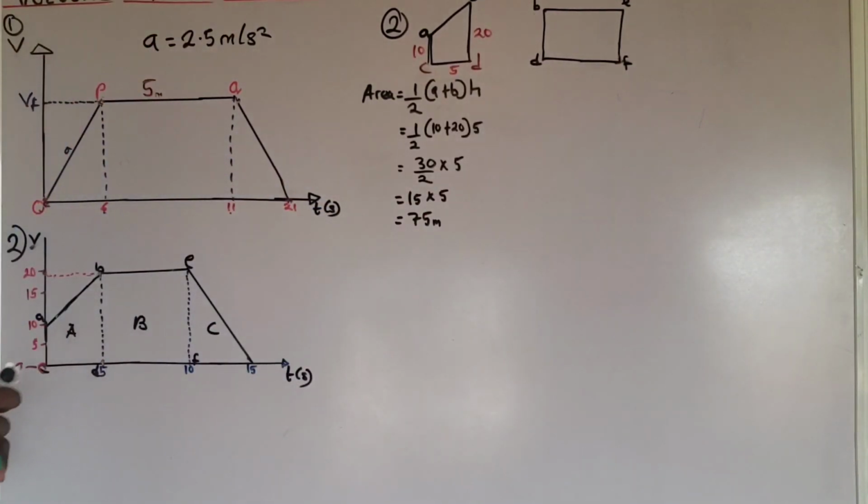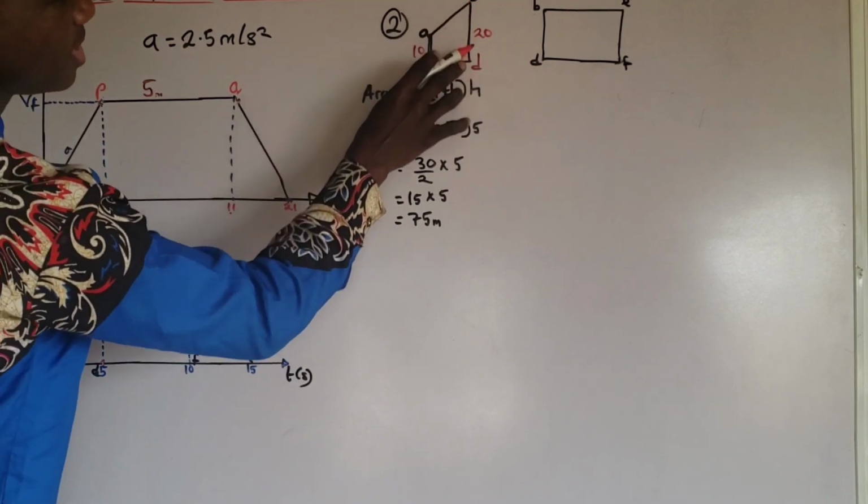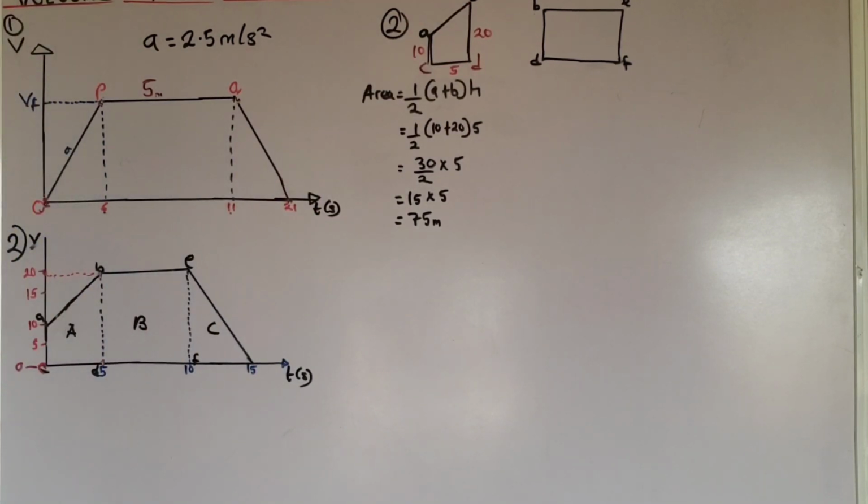BD, what is the length of BD? The length of BD is what? Is 20. You understand? I've already explained it. The length of BD is 20. And how do I got 20?